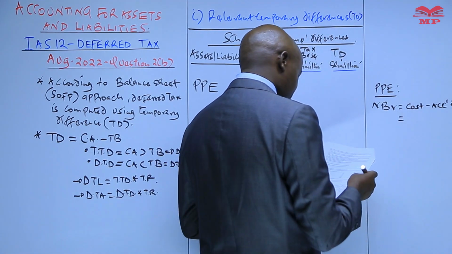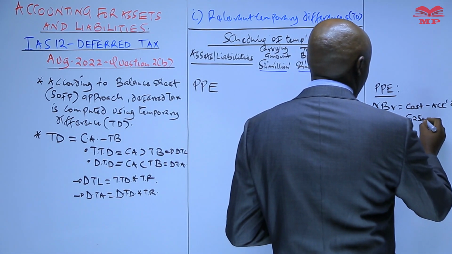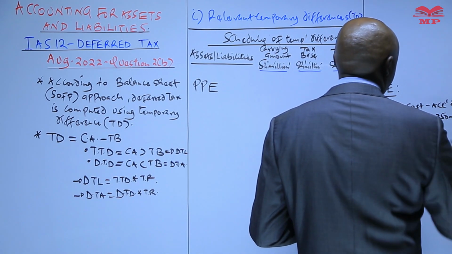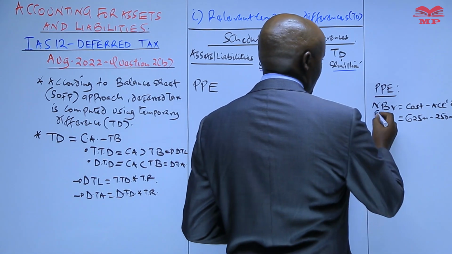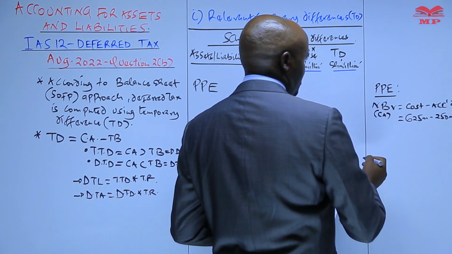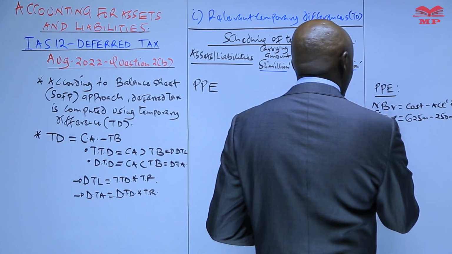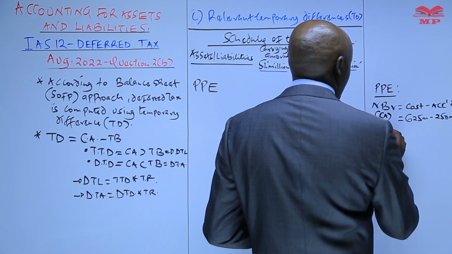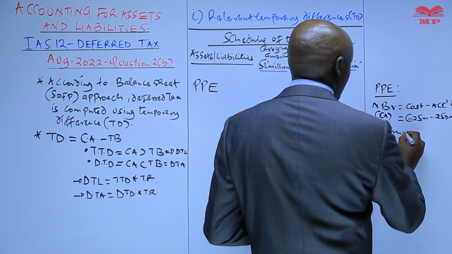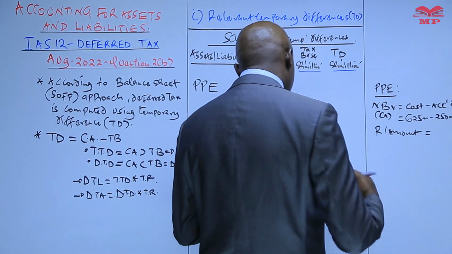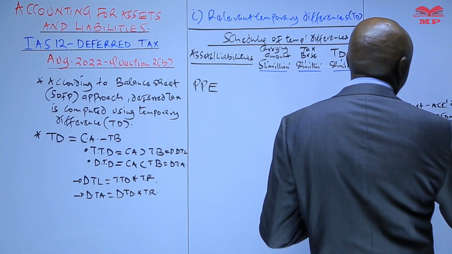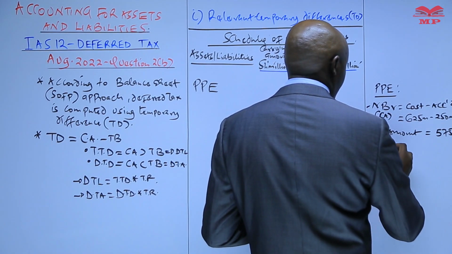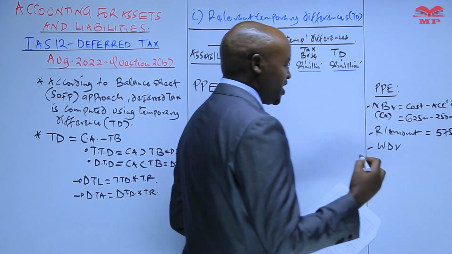So the cost of this particular property, plant, and equipment is 625 million, and you're given the accumulated depreciation of 250 million. So we need to get the net book value. Remember, the net book value is the same with the carrying amount. And then also we are given the revalued amount. We are told these items of PP were revalued at the end of the current year at an amount of 575 million. And also from the information you are given in that question, we can compute something called the written down value.